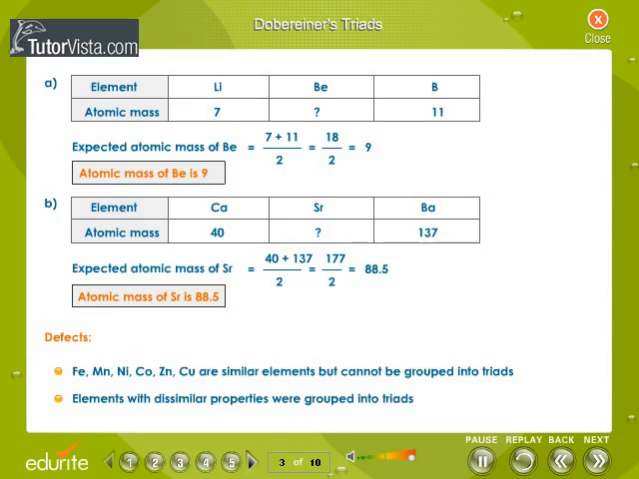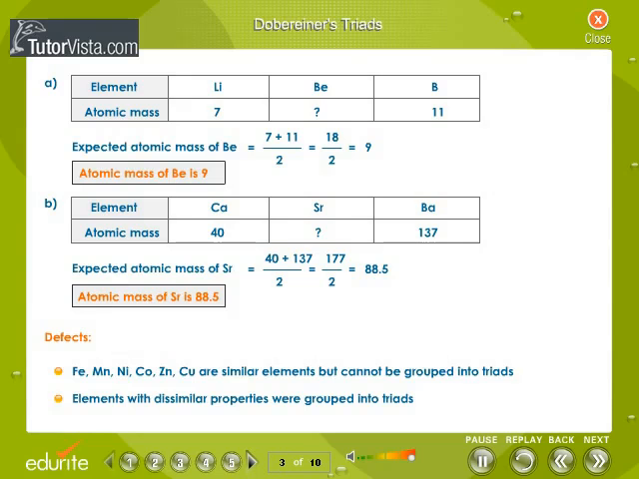Dobereiner's triads. Here are some examples of Dobereiner's triads. You can see that the atomic weight of the middle elements, namely beryllium and strontium, is the average of the elements flanking them in the table.